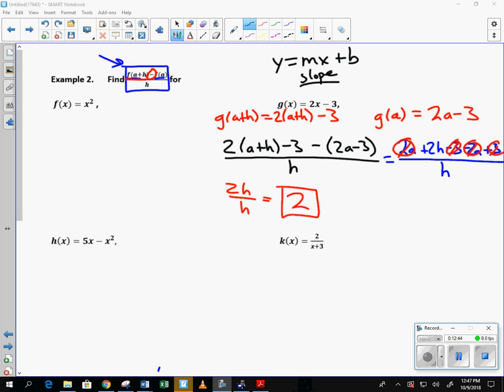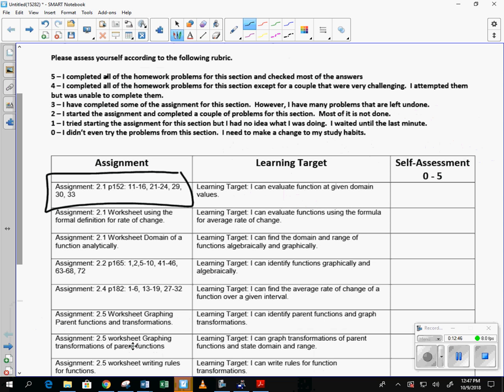So here's your assignment. Right there, assignment 2.1, page 152, 11 through 16, 21 through 24, 29, 30, and 33. And you're going to be awesome at it. And you've got 10 minutes, 12 minutes. You could probably get half the assignment done because you're super fast and super smart.